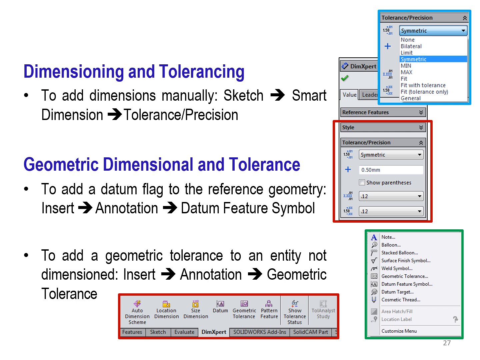For geometric dimensions and tolerances, to add the datum flag to the reference geometry, we have to do insert, annotation, datum feature symbol to be selected. To add the geometric tolerance to any entity not dimensioned: insert, annotation, geometric tolerance to be added. So actually that's what you're going to have when you try to make an insert. You can find the surface finish symbols, the weld symbols, the stacked balloon, the balloon. Mainly we're going to talk about the surface finish symbol, and you can have the datum features and symbols, the datum target, and the cosmetic geometric tolerances are also going to be required.